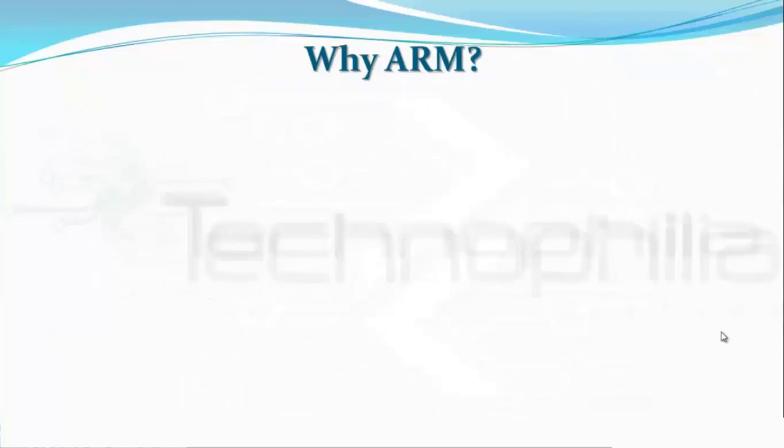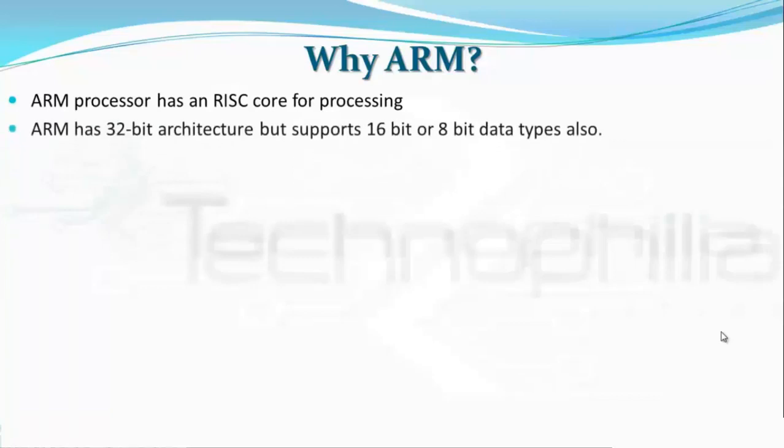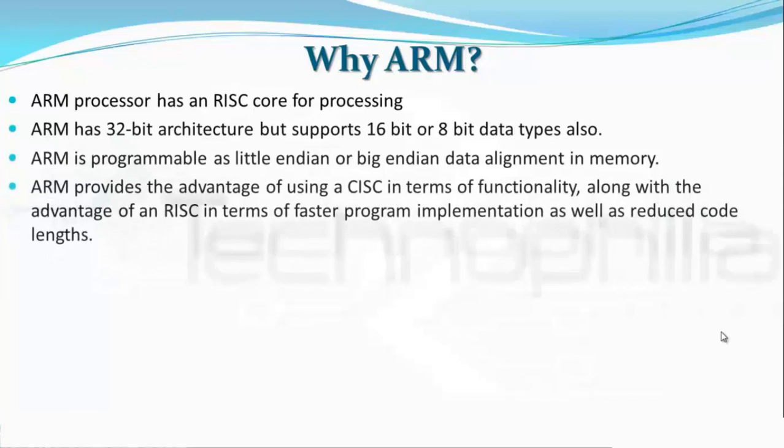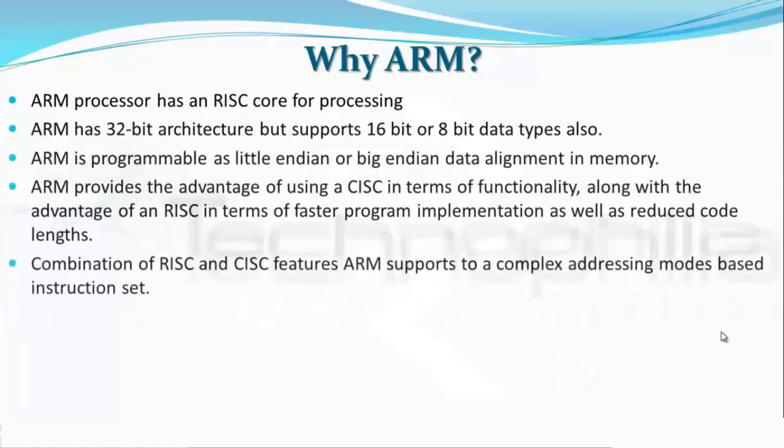Now the question is why to go for ARM? Many answers are there for this question. The first one is, ARM is a RISC-type processor and RISC has lots of advantages over CISC, so you will get more processing capability. Although it's a 32-bit controller, it supports 16-bit as well as 8-bit data types. Programmatically, little endian or big endian data alignment is possible.